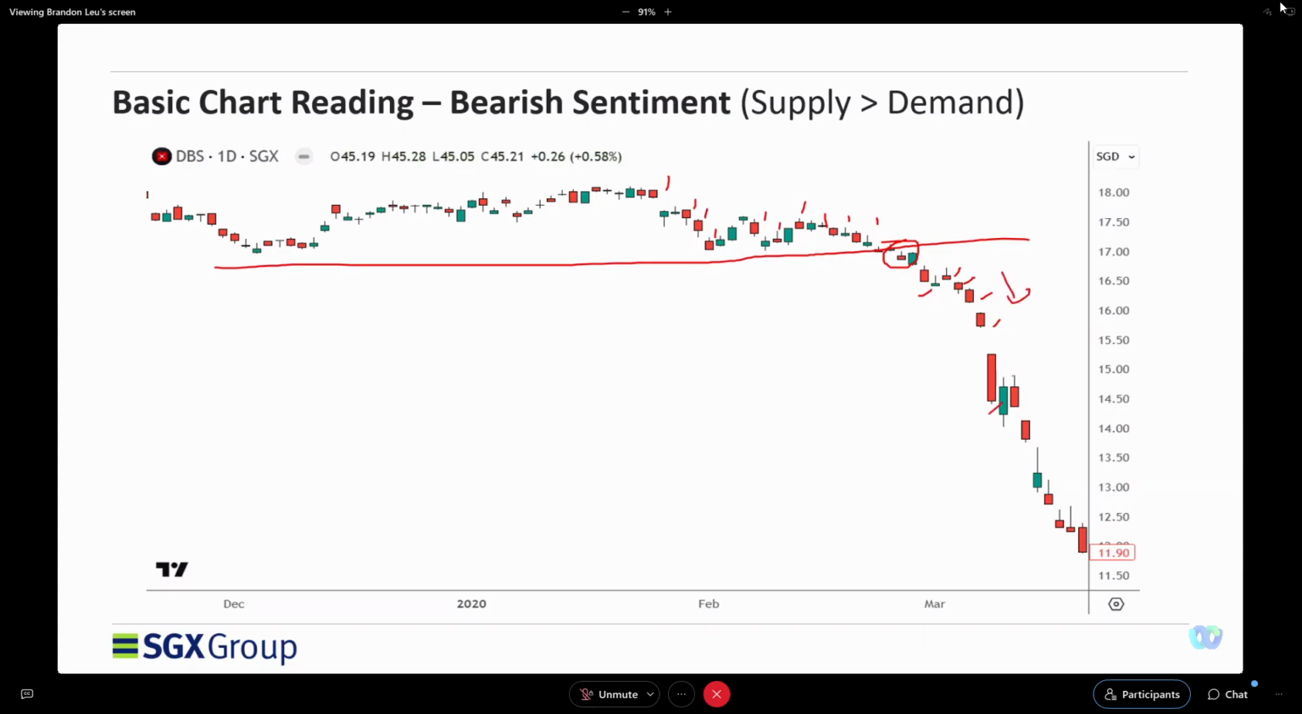Sell off, even though there's a green candle. Quickly, in the next 2 days, we see gaps and continue to sell off. This is a bearish trend.